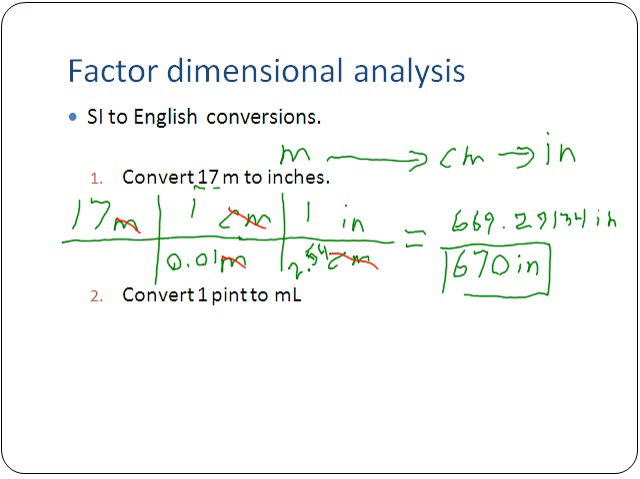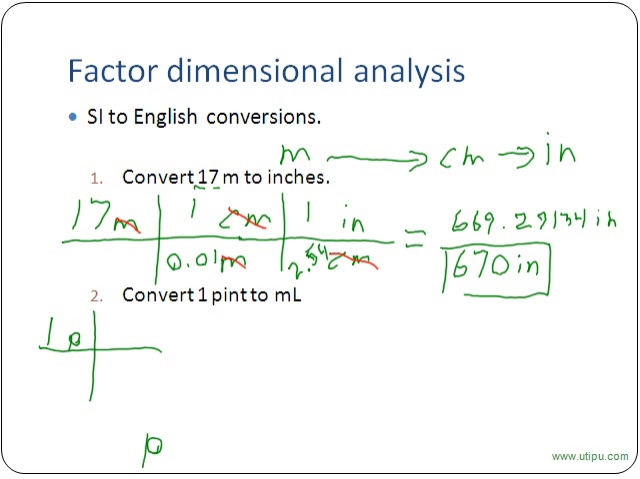Alright, so our next one, convert 1 pint to milliliters. And so we're going to start off once again with what we've got here, which is 1 pint. And we'll set up our table. Now we've got to figure out how to get from pints to milliliters, so we're going to start with pints.